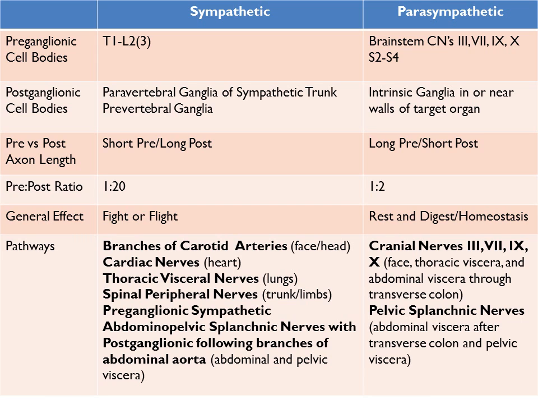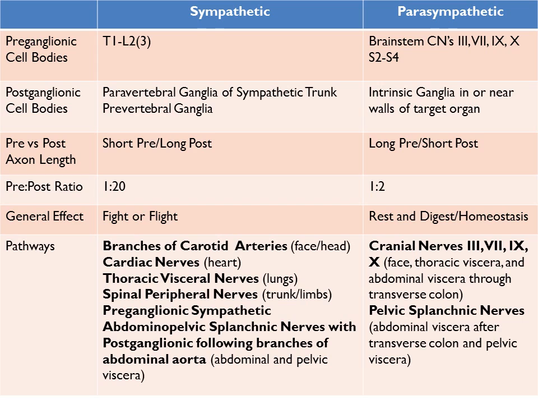And here we have our summary comparison of the pathways of our two systems. The preganglionic neuron cell bodies in the sympathetic system are located in the lateral horns of T1 to L2 or L3 levels of the spinal cord. The parasympathetic preganglionic cell bodies are either in brainstem cranial nerves 3 oculomotor, 7 facial, 9 glossopharyngeal, or 10 vagus, or in the gray matter of the sacral spinal cord at S2 to S4.